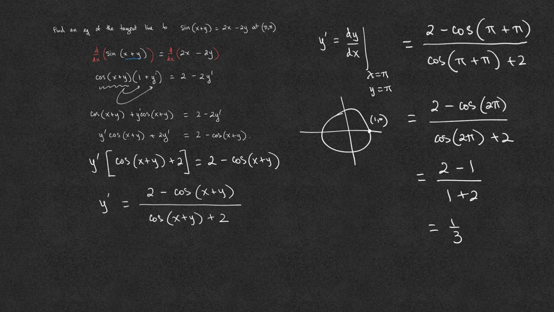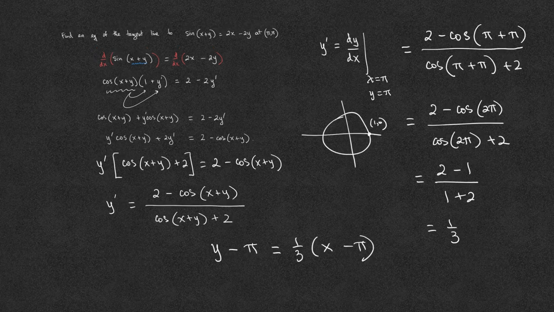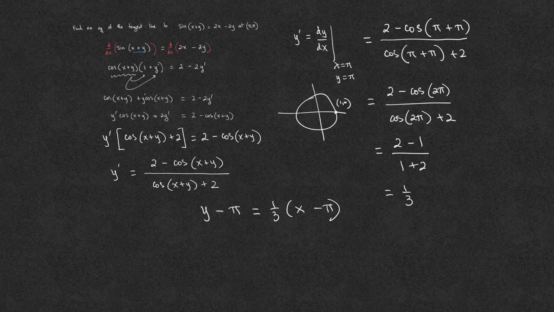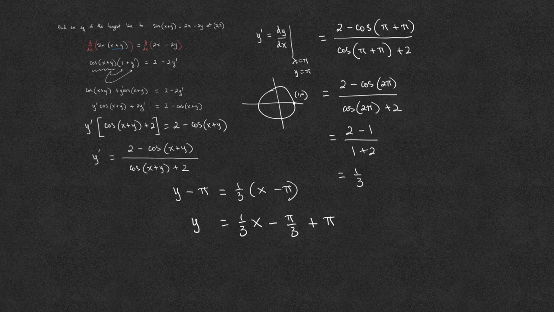The equation that we're looking for is y - y₀ = m(x - x₀), where m is the slope. Most likely, we will need to isolate y. y = (1/3)x - π/3, and we move the π to the right-hand side. We still need to combine like terms.